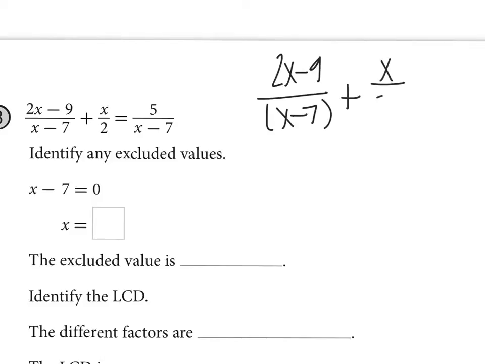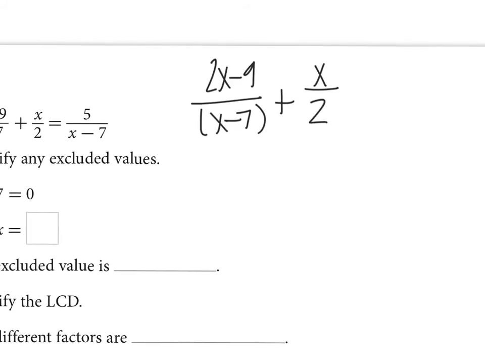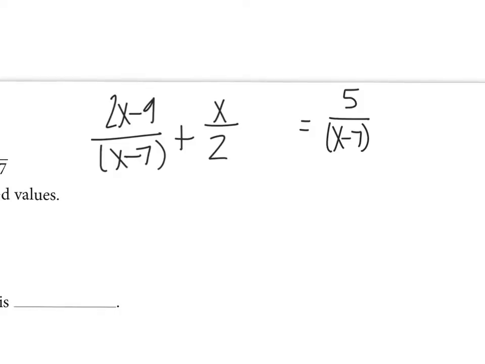plus x over 2 equals, and I'm going to leave some space because I know I'm going to have to do some math, 5 over x minus 7. In order for me to actually solve this, I need all 3 of these denominators to be exactly the same. Well, this one has an x minus 7. This one has a 2, which means that this middle term is missing a denominator of x minus 7 that it needs. So if I multiply the bottom by x minus 7, I must multiply the top by x minus 7. That's the first thing I need to add in.